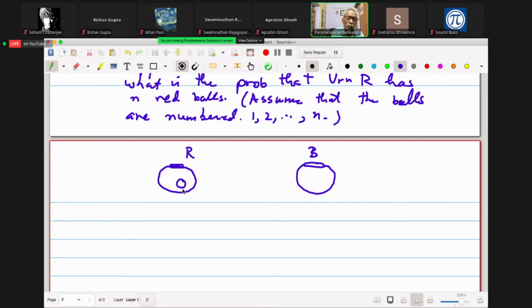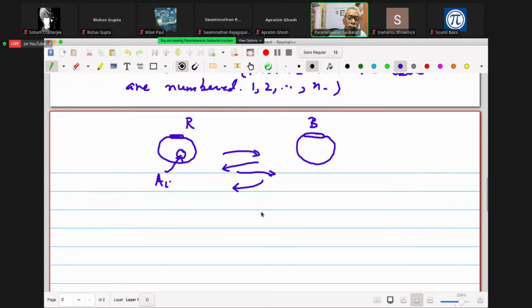So if you take any ith ball, labeled i, it may go here, come back here, go here. But if it was picked an odd number of times, then it will be in blue, and you don't want that. You want each one of them to make an even number of transfers, if at all. So that is the main idea and how to implement it.